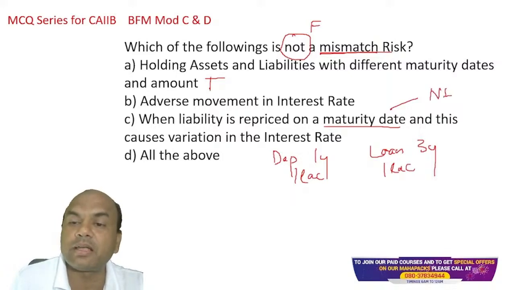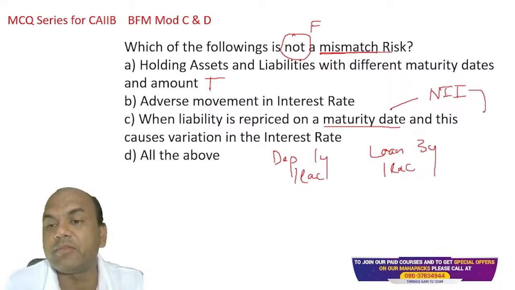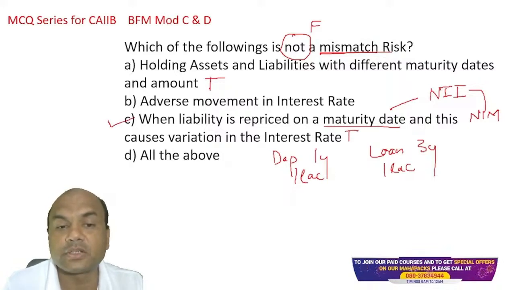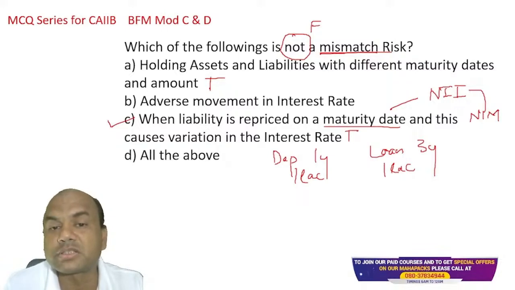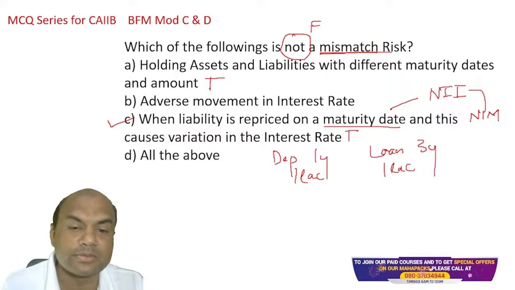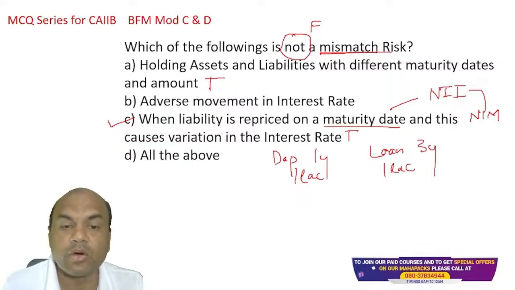NII will be affected, and further to this, NIM, net interest margin, will be affected, right? So this is definitely a mismatch risk. So this is also true. This is also true, but I want false. So now we have to check the closest false. All of the above is not possible because these are the mismatch risks. So A and B are the mismatch risk. So all of the above is gone.